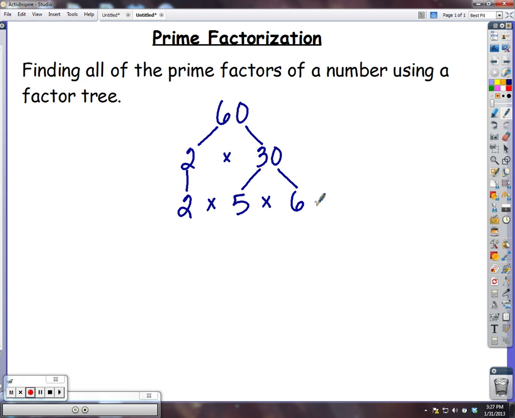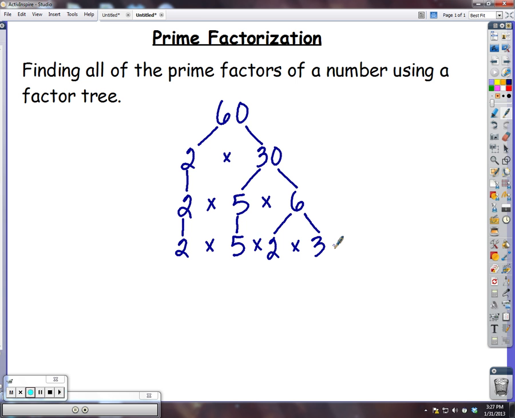Now in my second factor string, all of the numbers I have, 2, 5, and 6, I need to check those out to see if any of those are composite. 6 is a composite number, so it can be factored again. 6 would be 2 times 3. 5 is already a prime number, bring it down. 2 is already a prime number, bring it down, along with the multiplication signs.